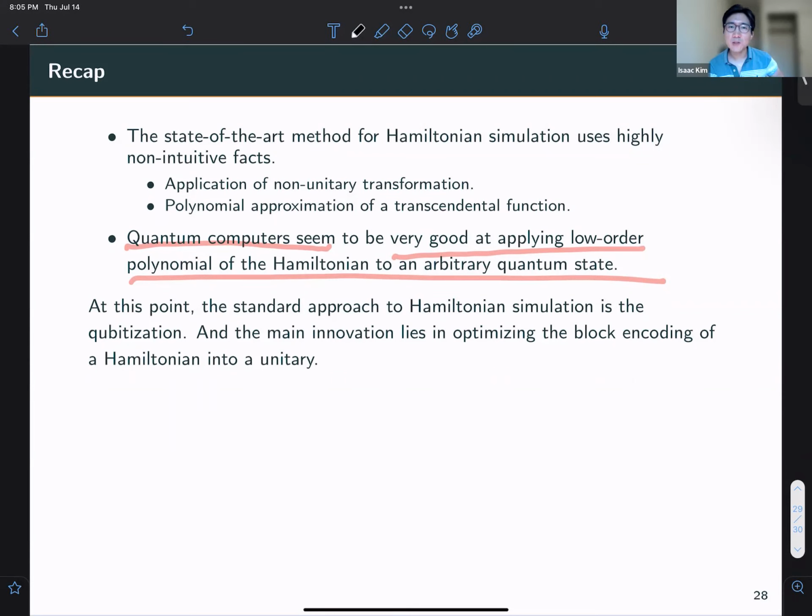Okay, so what I just said is not exactly true, actually. The current best method for quantum phase estimation does not necessarily need Hamiltonian simulation. But that said, if you're interested in dynamics, it's just a very natural thing to do.